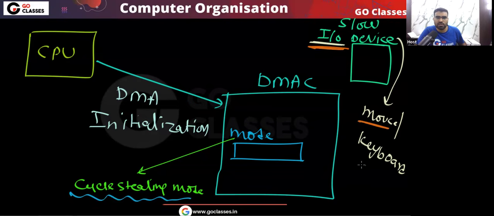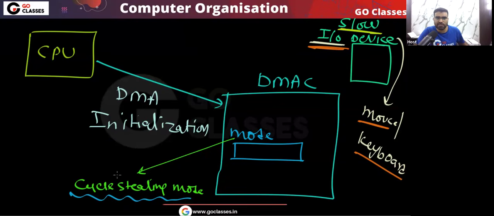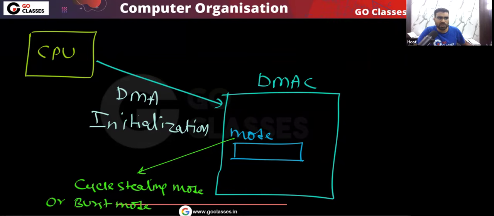For example, you will press, let's assume, only 5 buttons in 1 second on the keyboard. Then of course, cycle stealing mode is better. Yes or no? So this is the point that if you have a very slow IO device, then definitely cycle stealing mode is better. And now you tell me, if you have a very fast IO device, for example, a hard drive.